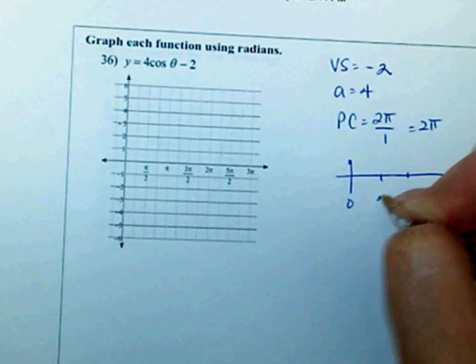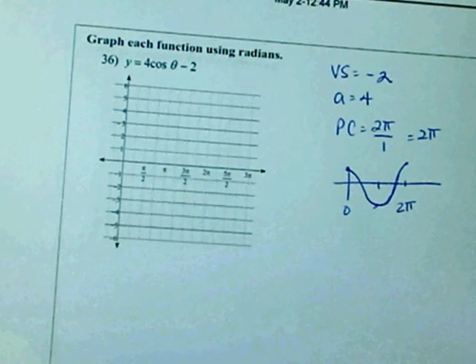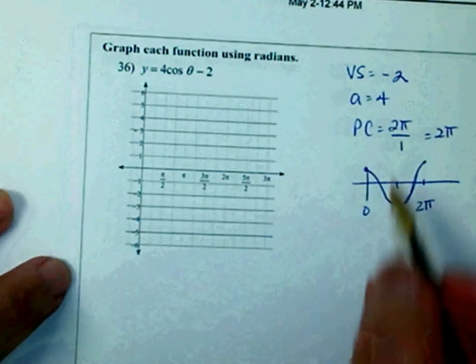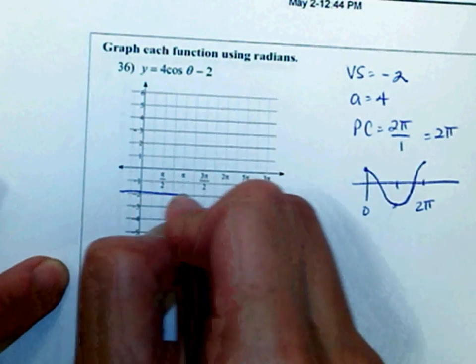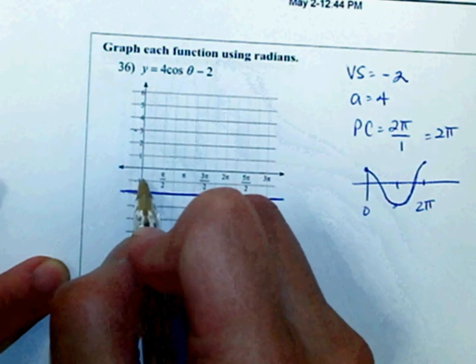Alrighty, let's go ahead and shift down 2. Draw a really thick line. Your amplitude is 4. Go up 4. 1, 2, 3, 4. Down 4. 1, 2, 3, 4.